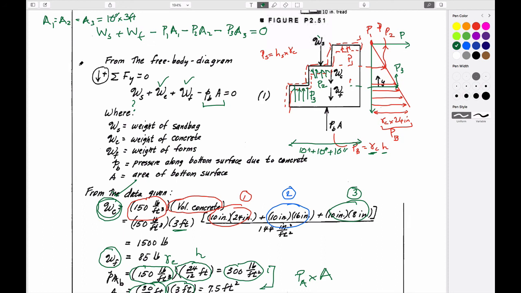And we know, for instance, that P2 would be equal to what? It's equal to 8 inches times the unit weight of concrete. In other words, this height here, which is 8 inches, times the unit weight of concrete. And I guess we also know that P3 is equal to 8 inches plus 8 inches times the unit weight of concrete. Yeah, so you can do it.